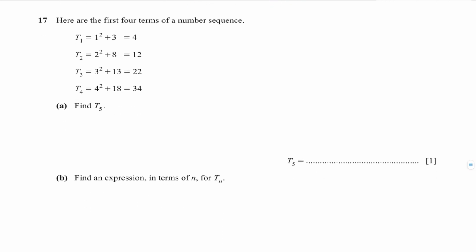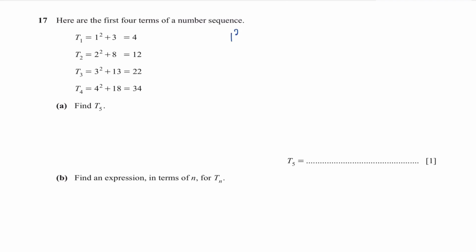Okay, now let's do question number 17, which is related to number sequence. Let's see what the pattern is. So we have T1 is equal to 1 square plus 3, which is equal to 4, and then 2 square plus 8, which is equal to 12. Okay, 3 square plus 13. Oh, sorry, 3 square plus 13 equals 22, 4 square plus 18 equals 34.